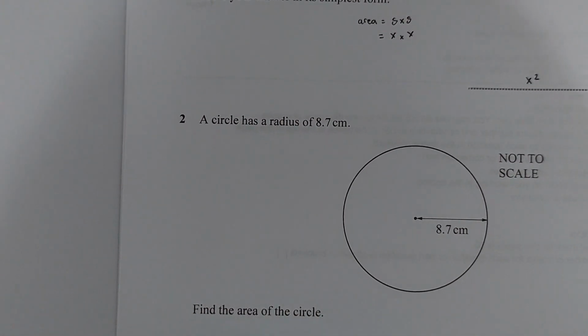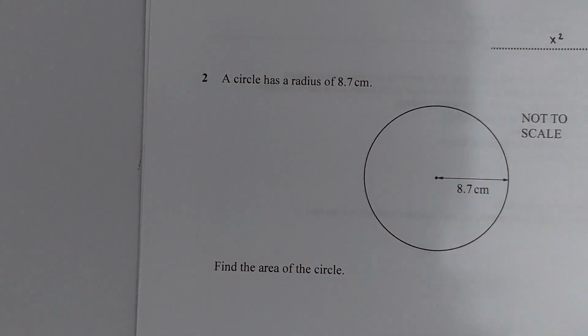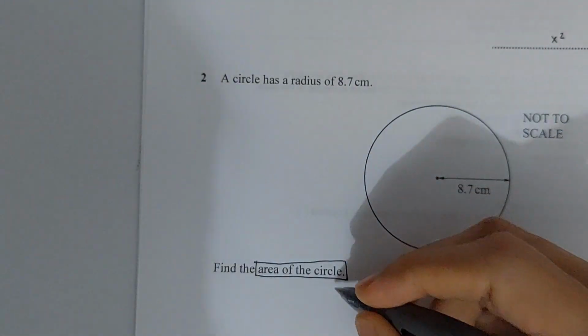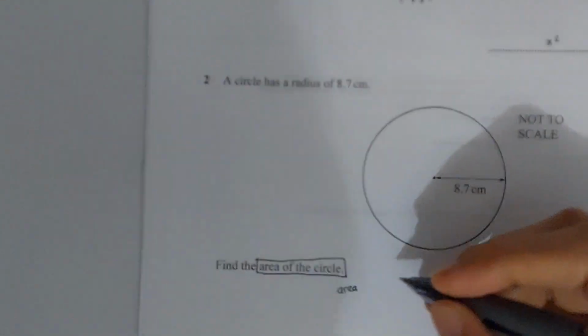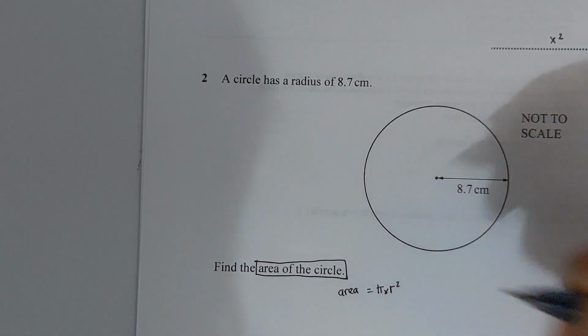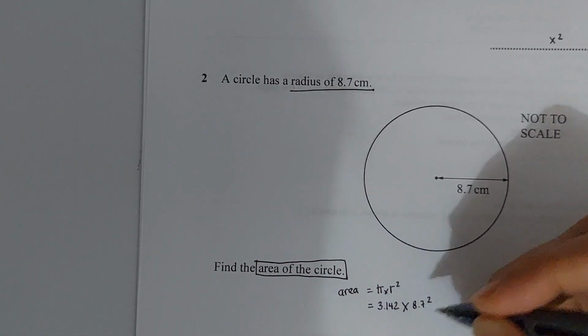The next one, a circle has a radius of 8.7 centimeters. This is the picture, and we need to find the area of the circle. You need to remember the formula for the area of a circle: area is pi times r squared. You multiply pi by r squared. The value of pi in Cambridge will be 3.142, three digits after the dot. The radius here is 8.7, and then it is squared.